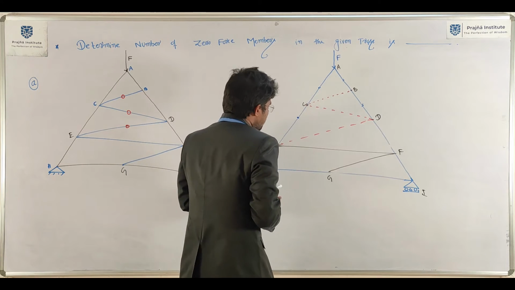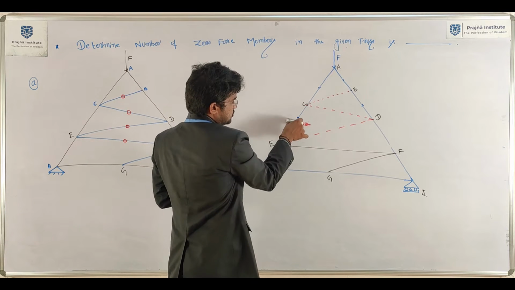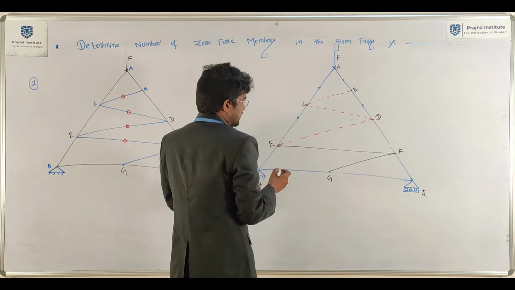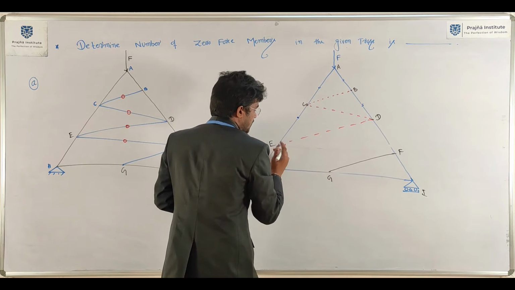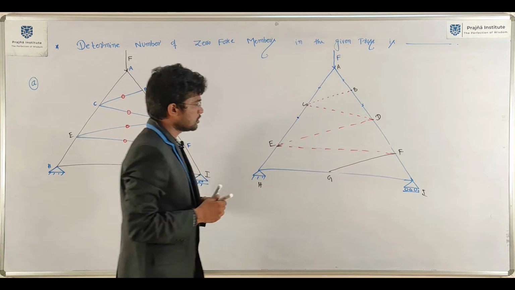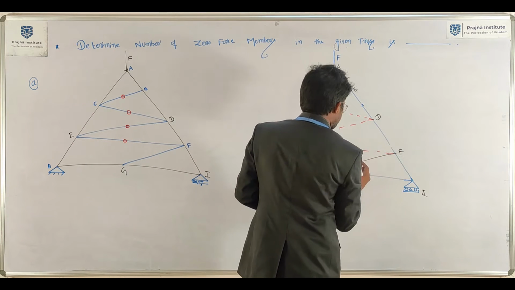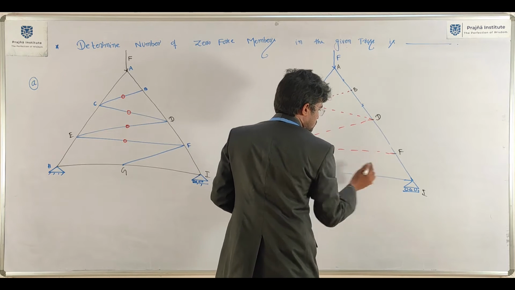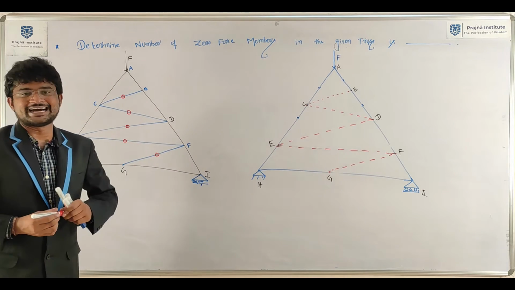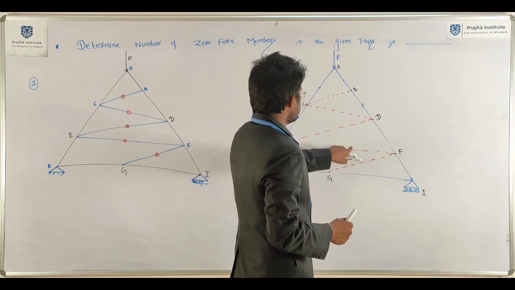Now similarly, force in EF equals 0. Same logic. These three members are connected here, no load acting at the joint, then force in this particular member equals 0. Now here also same thing. Force in this particular member equals 0. Force in this member equals 0. That's it.